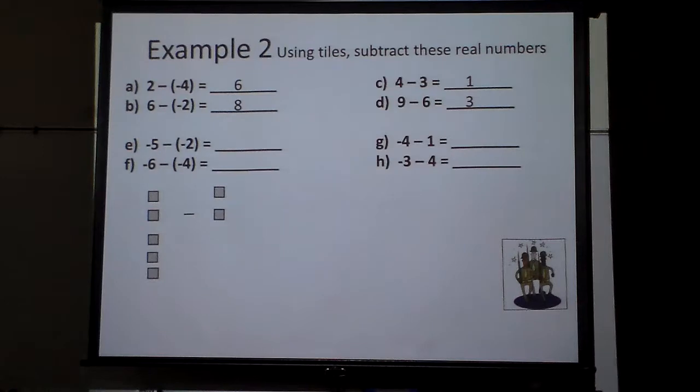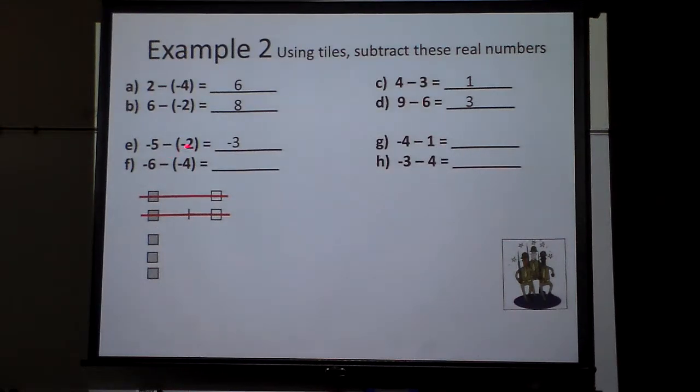Ooh, now it gets a little harder. Negative 5 minus negative 2. Guess what I'm going to do? I'm going to change that to plus, and when I change it to plus, guess what I'm going to do to those? Flip them. Now guess what happens to those 0 pairs? They're going to cancel out, so I have what left over? Negative 3.